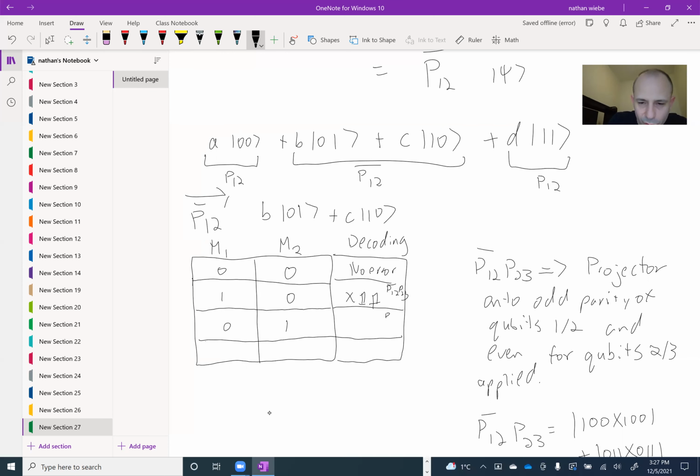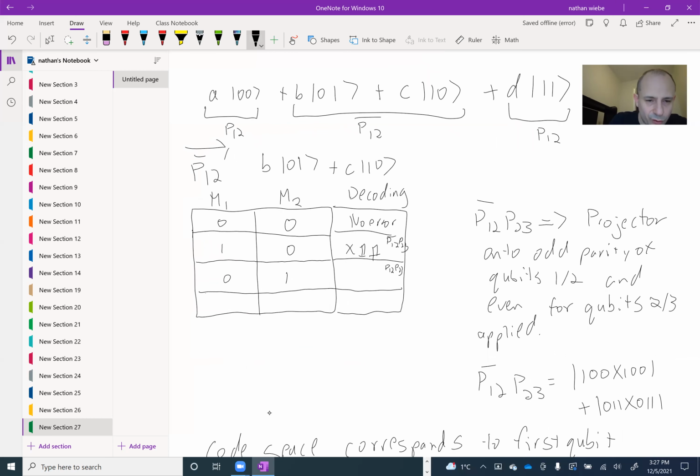Well, P12 is good. They're the same parity, but P23 is wrong. And so by multiplying through our projectors, we end up finding that P12 times P23 bar is actually going to be equal to... those two are good, those two are bad. So then this should be 0, 0, 1, 0, 0, 1 plus 1, 1, 1. So this will correspond to identity x.